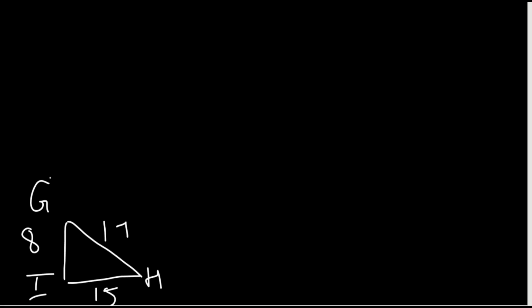Okay, moving on to our third sum, that is in triangle G, H and I, which has sides 17, 8 and 15. This is our right angle, this is our reference angle. So in the triangle G, H and I, tell me what is cos of G. So what is cos of G here?